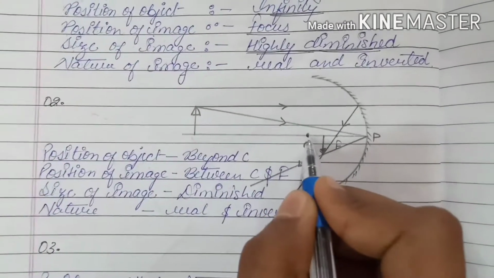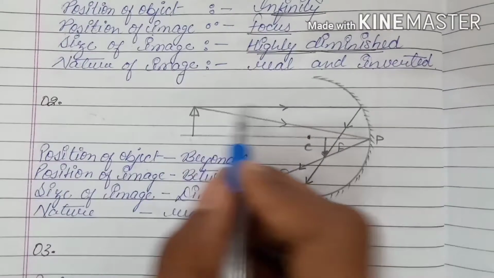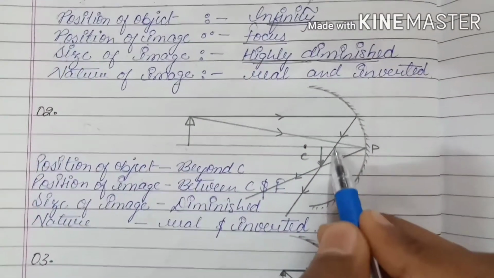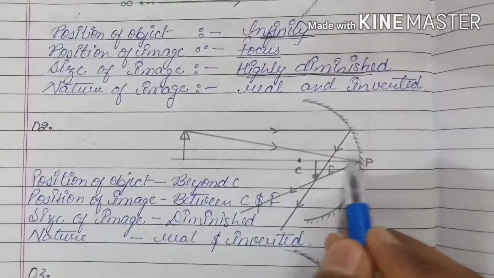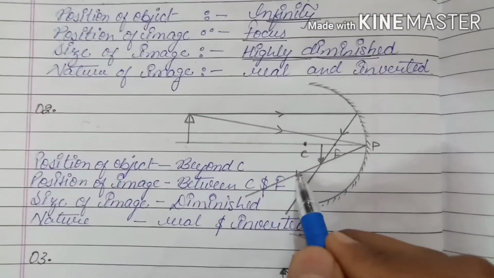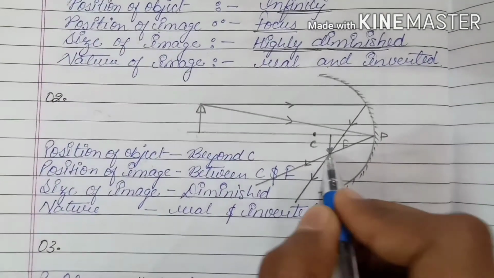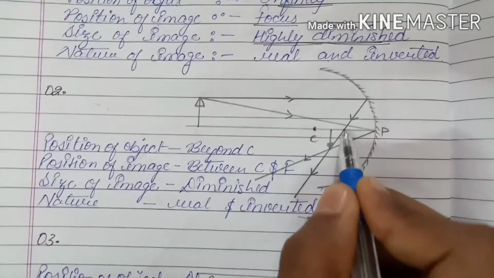Now the next case will be when we keep the object beyond C, that is the center of curvature. So we will take two rays. I have taken a parallel ray, which will pass through the focus, and one at the pole, which will follow the law of reflection. Here the image will be formed between C and F.